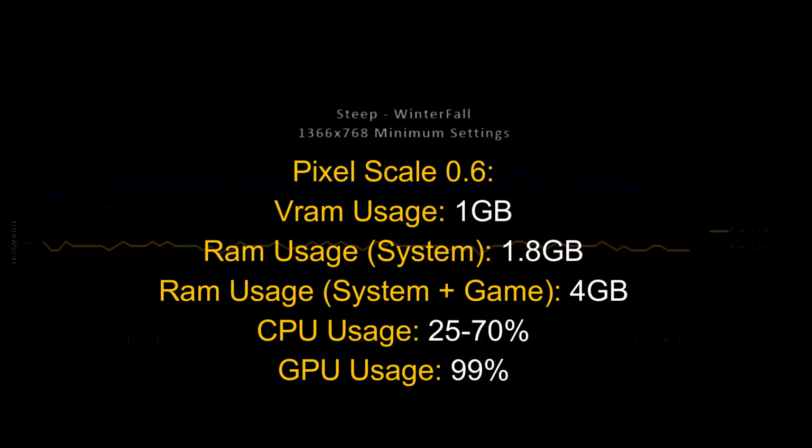Speaking about the stats with this pixel scale set to 0.6, the game uses 1 GB of VRAM. The RAM usage was around 4 GB, yet I still recommend you to have 6 GB of RAM at least to play this game. I think 4 GB might cut it, but I'm not really sure about it. CPU usage was pretty much between 25% to 70%, more or less, or 60, it is around those values. And GPU usage was always maxed out without any single bottleneck.